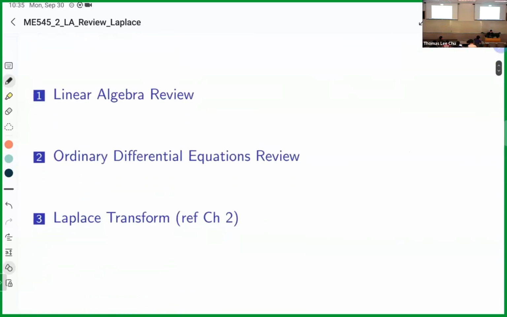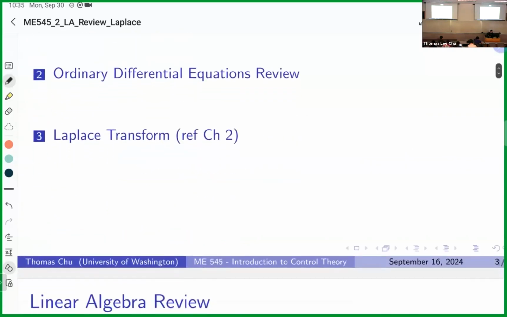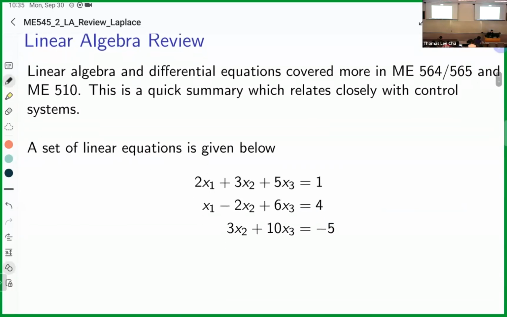We're going to start with linear algebra review, then move on to ODE, and then we might get to Laplace transform today. This is going to be a very fast review. There's one homework problem on it, which is finding the eigenvalues of a 2x2 matrix. Shouldn't be too hard. You can probably find lots of tutorials on finding the eigenvalues, but we'll go through this fast. Linear algebra and differential equations are covered more in ME 564, 565, and specifically ME 510 if you want to go into the deeper side of linear algebra. So we're just going to go through this quick summary, which relates closely with control systems.